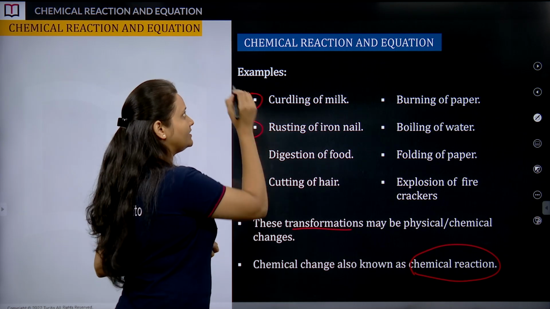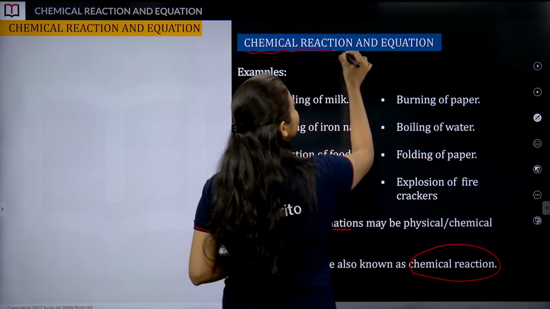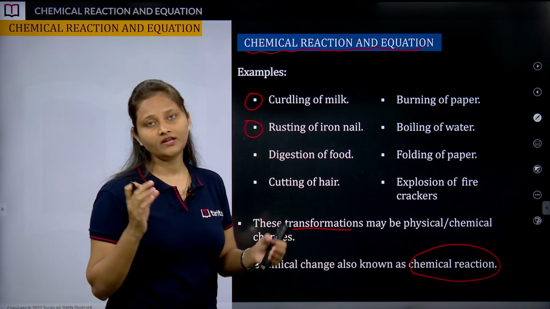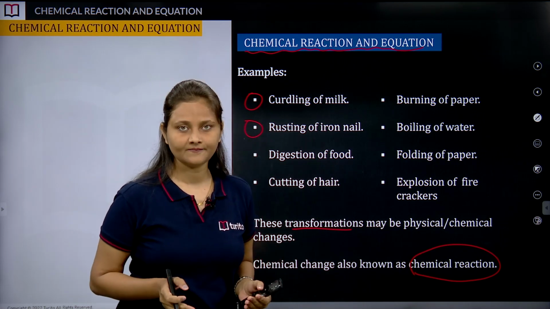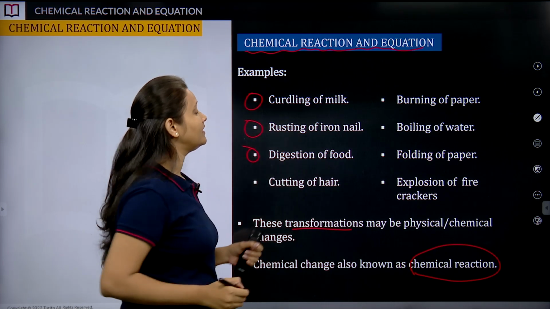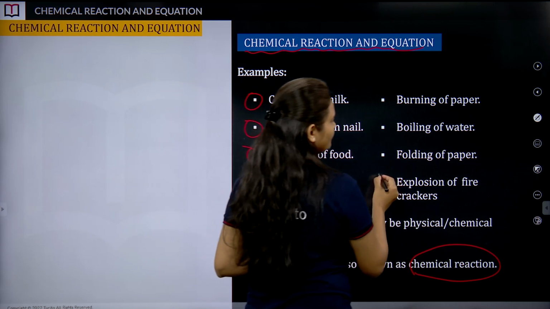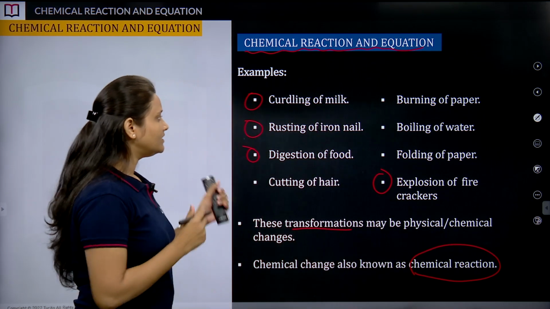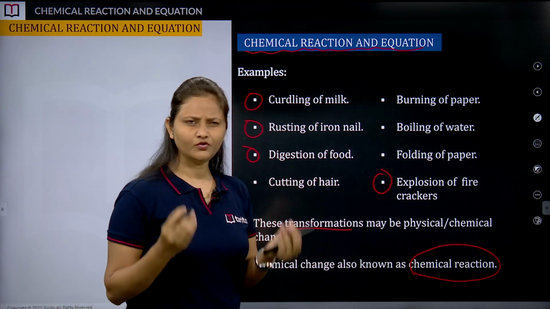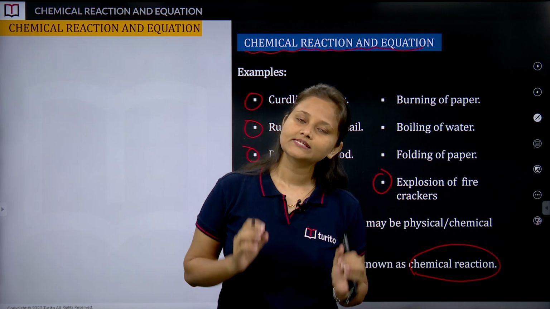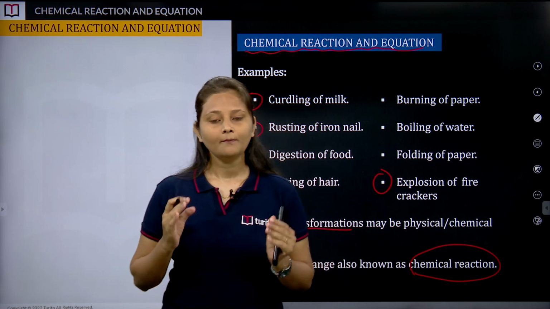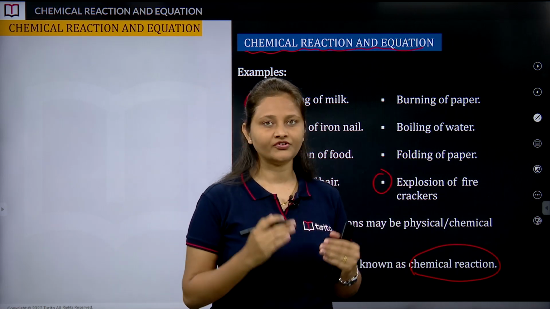As we all know, the name of the chapter itself says we are going to talk about only chemical reactions and equations in this particular class. So digestion of food, rusting of iron nail, curdling of milk, or explosion of firecrackers, right? These are a few examples of chemical changes. I have given very few examples on the board, but as I told you, in our home, in our body, in our surroundings, in the universe, there are so many changes happening.